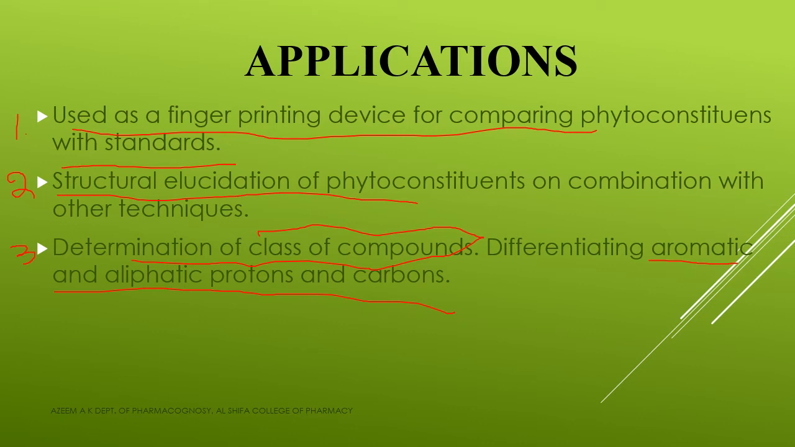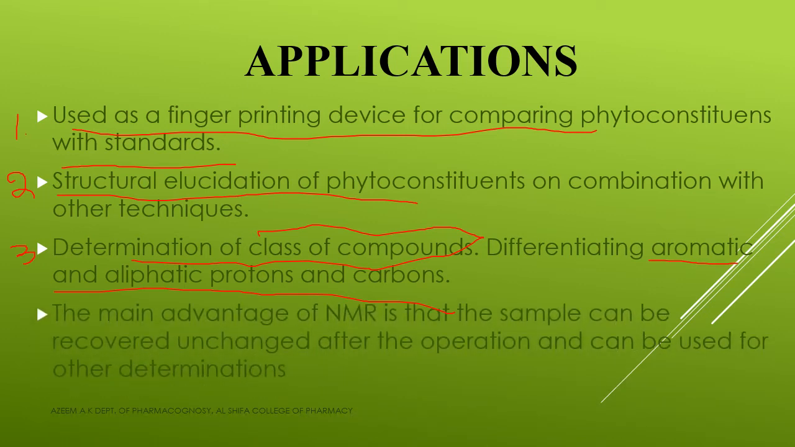Clear? Now the third thing is it is used in the determination of class of compounds, that is differentiating aliphatic as well as aromatic protons. Clear? Then the last point is, so this is not an application but this is a major advantage of NMR.